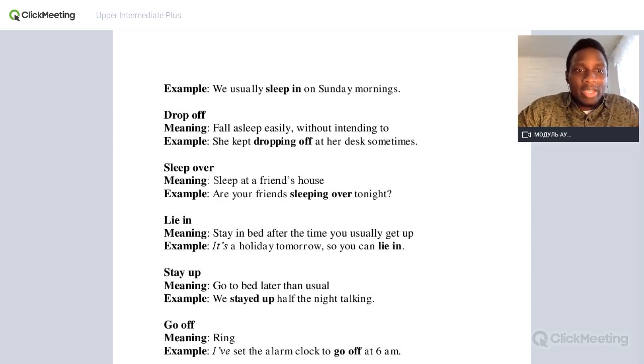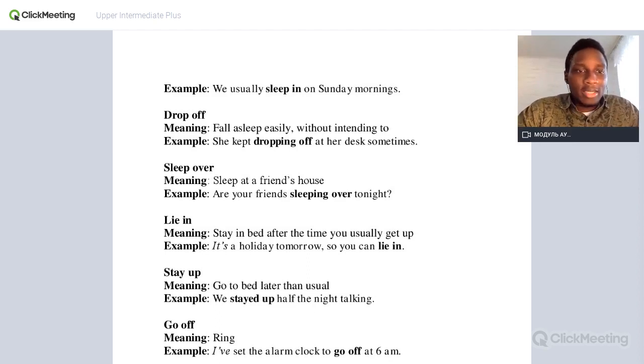Another example is: it's a holiday tomorrow, so you can lie in. When you have weekend holidays, for those of you who don't work on Saturdays and Sundays, you can wake up anytime and just lie in bed, meaning stay in bed.